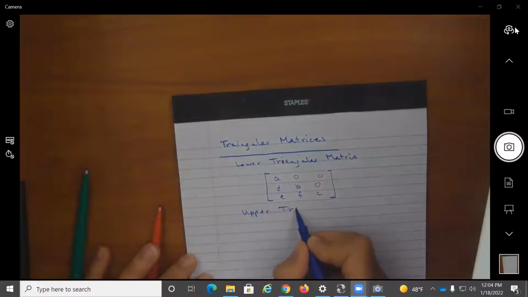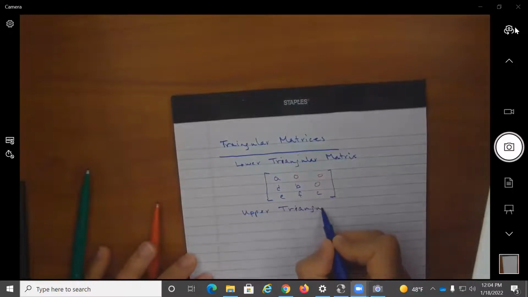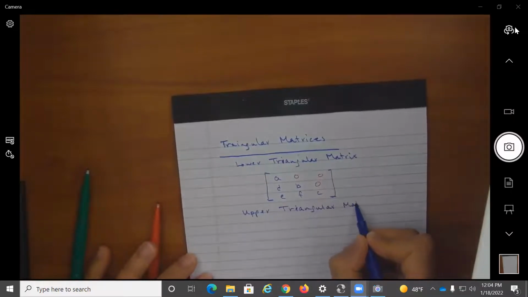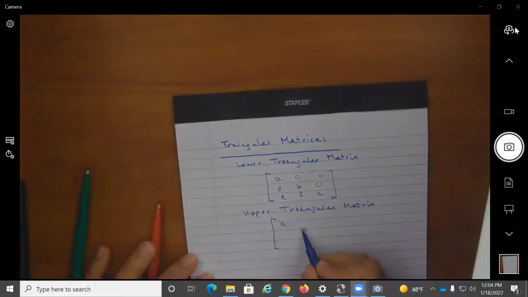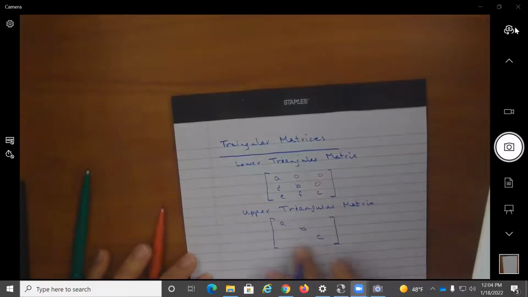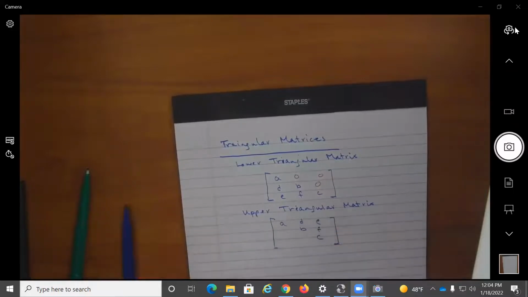Upper triangular matrix. It's kind of the opposite. I have a diagonal, and above the diagonal, I have non-zero elements. But below the diagonal, I get zero elements.